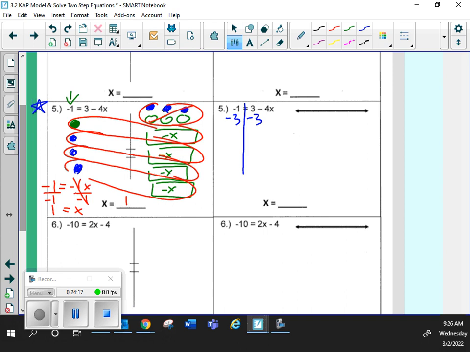A lot of people get uncomfortable because they're like, but that's not the opposite of this, okay? Just give it a second. That matches our model too because we started with 3 and we added -3. This cancels out, okay? -1 minus 3 gives me -4.